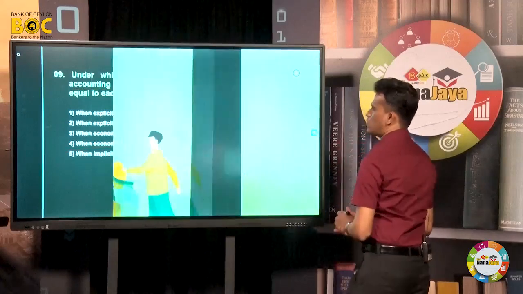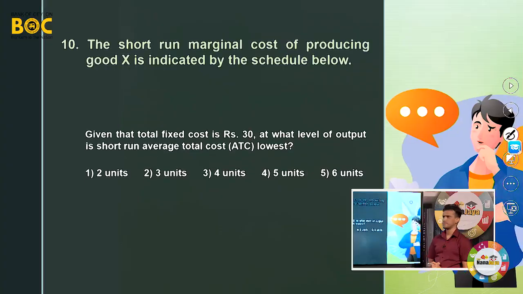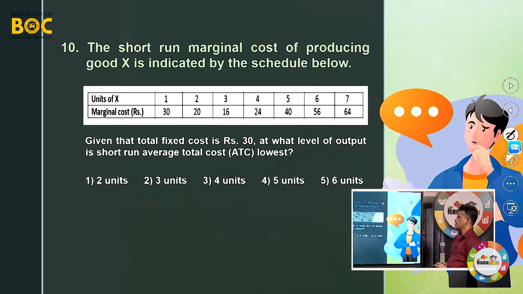We will move on to question number 10. The short run marginal cost of producing good X is indicated by the schedule below. Actually, this is a past question from 2011 A-level, so we will see how to do this question. Given that total fixed cost is rupees 30, at what level of output is short run average total cost lowest?